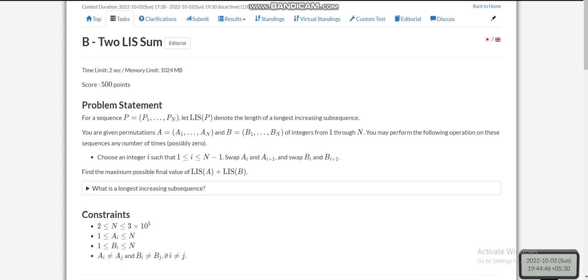So what is the operation? We can swap A_i with A_{i+1}. If we swap i and i+1 in A, then we have to swap similarly i and i+1 in B too. So we have to find the maximum value of LIS of A plus LIS of B after performing this operation any number of times.